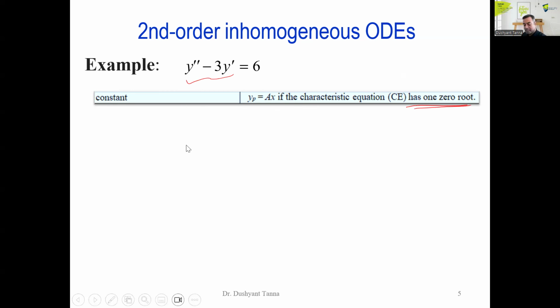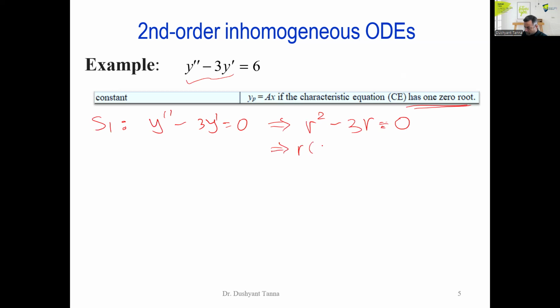So let's talk about the characteristic equation. So first step, it's a second order. So we will write it, first of all, in a homogeneous way. Okay. Now, from here, you form its characteristic equation. It's a second derivative. So r squared minus 3 times r is 0. We try to factorize it. Take r common, r minus 3. The roots are r equal to 0, r equal to 3.